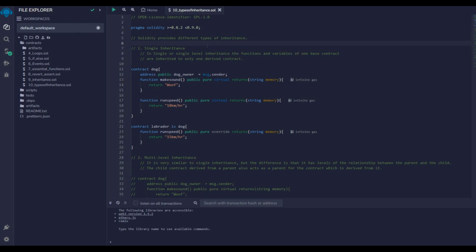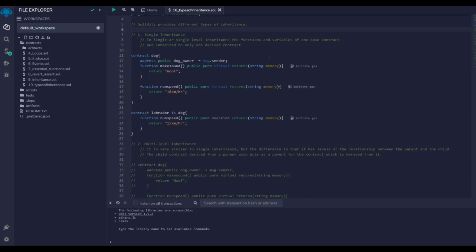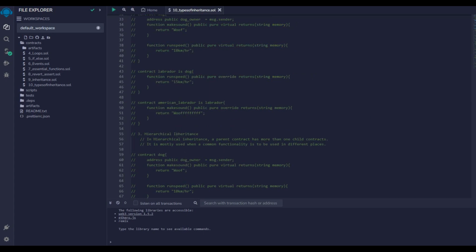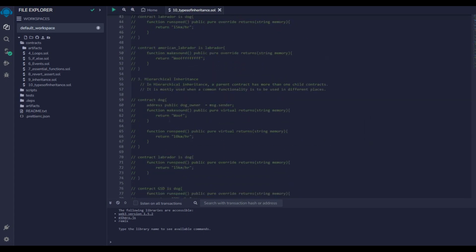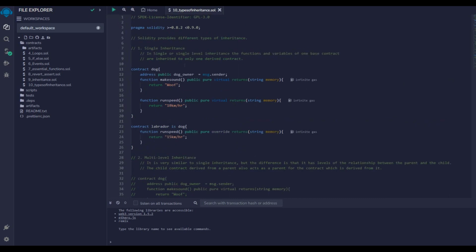So let's start with different types of inheritance in Solidity. There are majorly four types of inheritance in Solidity, which are single inheritance, multi-level inheritance, hierarchical inheritance, and multiple inheritance. So let's start with single inheritance.